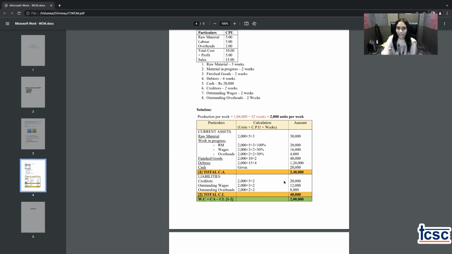Finally, students, I hope you remember the formula. Working capital is current assets minus your current liabilities. Current assets are rupees 2,40,000. Current liabilities are rupees 40,000. So your working capital is nothing but current assets minus current liabilities: 2,40,000 minus 40,000, that is 2 lakhs.